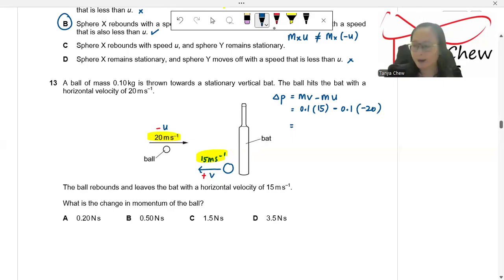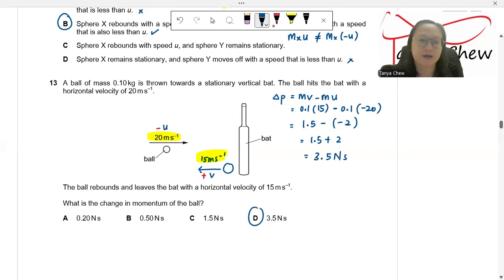So here I get 0.1 times 15, I got 1.5, minus 0.1 times 20, I got negative 2. Could you see that? 1.5 minus negative 2 gives you 1.5 plus 2. Therefore, the answer is 3.5 newton second. D is the answer.